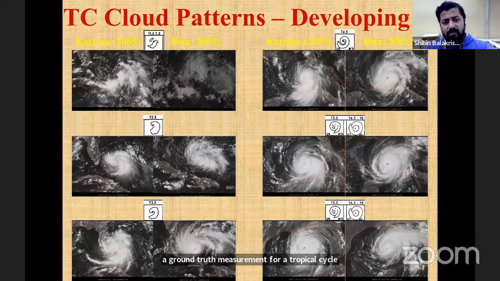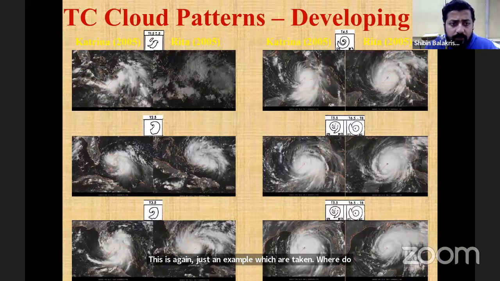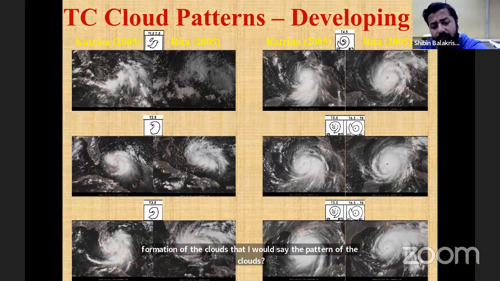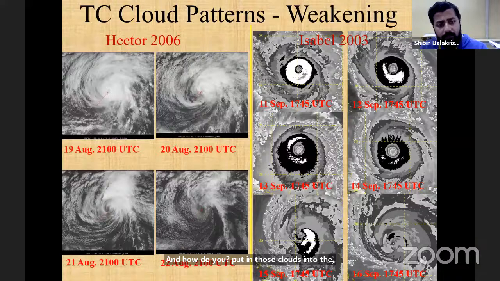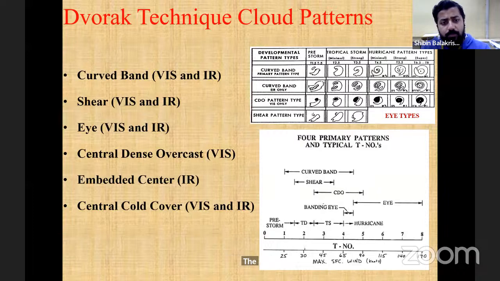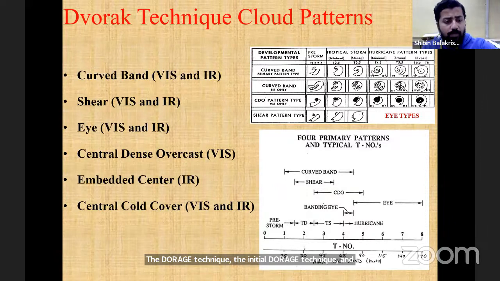Right. This is just an example which I had taken, where you see different types of cloud banding with two cyclones, Katrina and Beta. This is the corresponding cloud banding and the cloud pattern. I'm giving it to you in the upcoming slides. This is just to give you a picture about the different formations, or the pattern of the clouds, and how you fit those clouds into the T number information. The initial Dvorak technique uses visible and IR imagery, and you have different cloud patterns which are categorized.